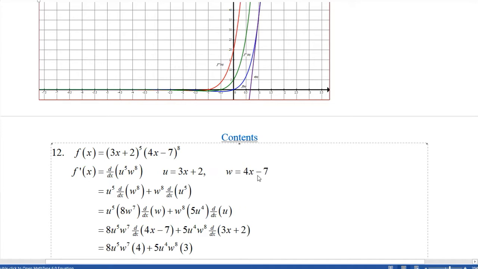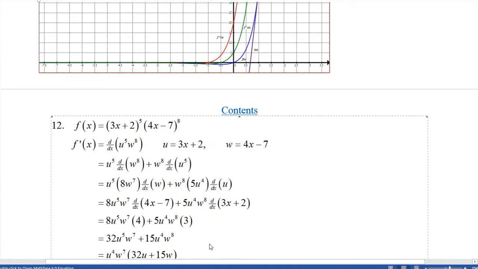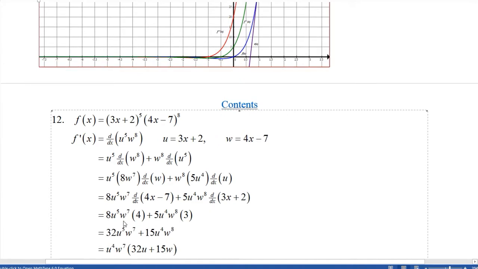Now substitute back in, w is 4x minus 7, and u is 3x plus 2. The derivative of 3x plus 2 is just 3. The derivative of 4x minus 7 is just 4. And so now we basically have the derivative here. 4 times 8 is 32. 3 times 5 is 15.